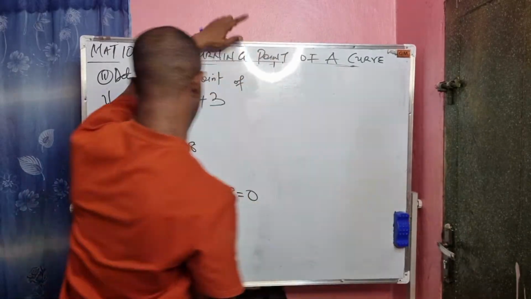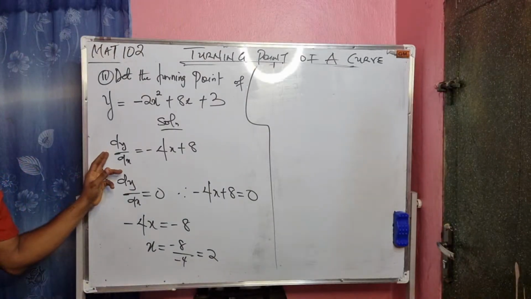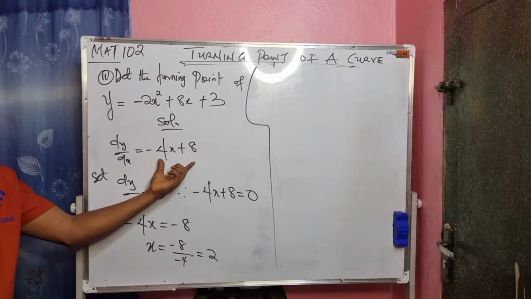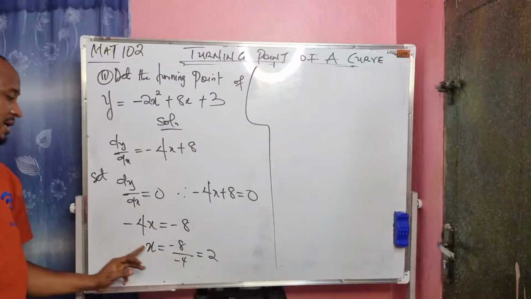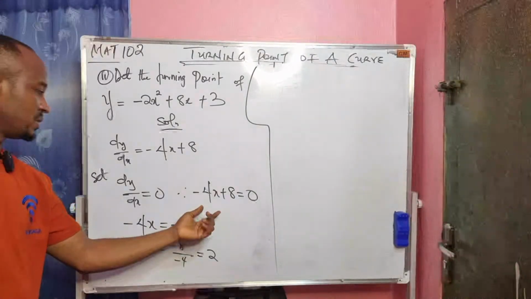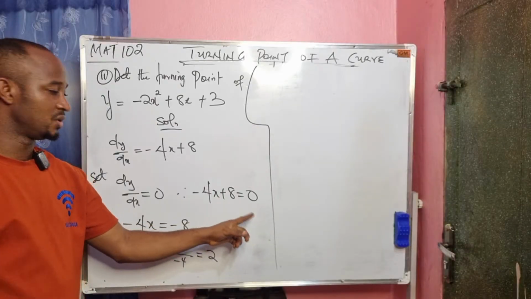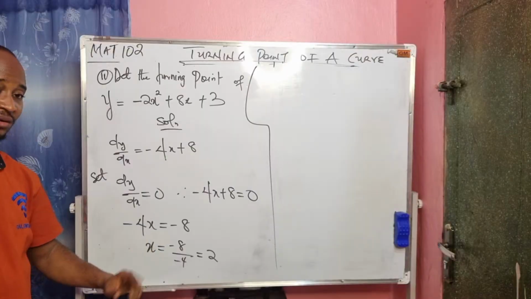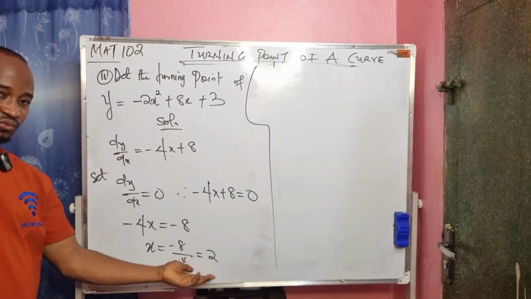Don't forget the steps I mentioned. The first step says differentiate, which we have done. Then set dy/dx, your derivative, equal to 0, which I did here. Then we look for the value of x. I move this 8 to the other side, or we subtract 8 from both sides, and that gives us -4x = -8. Then the next is to find the value of x, and the value of x is 2.